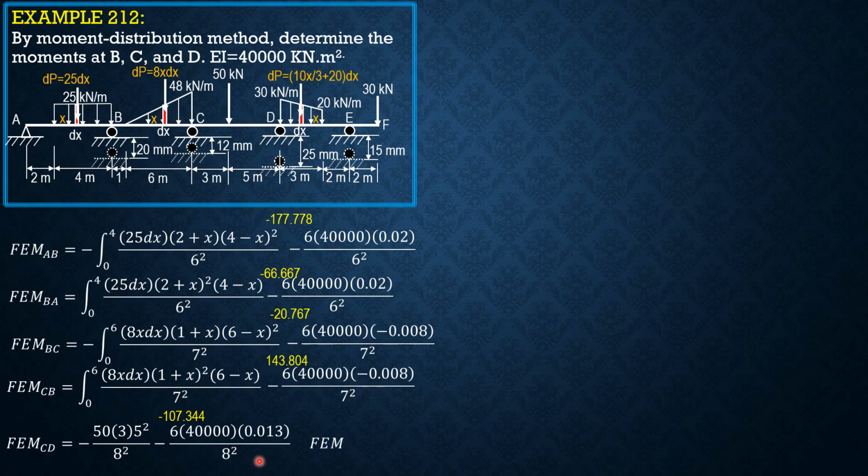And fixed moment DC, you just verify it. Positive 50 times 3² times 5 over 8², then the same. And it is equal to 13.594 kN·m. And finally, fixed moment DE, the rotation of the chord is again counterclockwise. The difference is 10 mm or 0.01 meters.